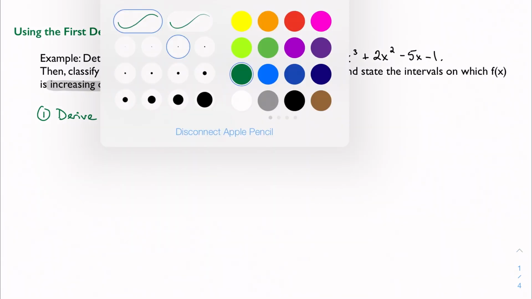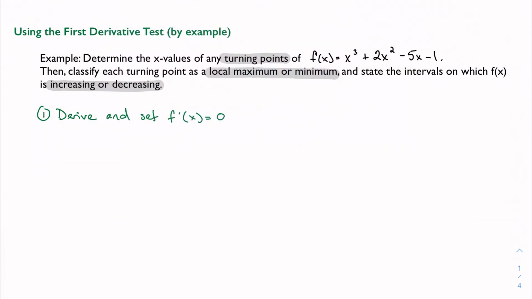Maybe I'll do my example problem in pink so it sticks out. All right, so my first step then is going to be to find the derivative. I just have a polynomial function here, so everything I do is just going to be power rule. So 3x squared plus 4x minus 5. You can check that for yourself. And I'm going to set that equal to 0.